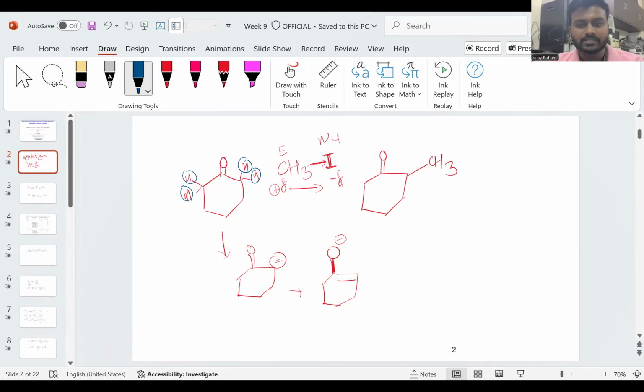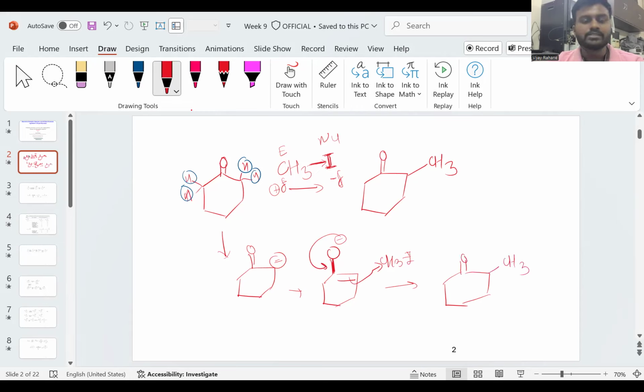By treating with the base, it can easily abstract one proton. And what happens when it comes in contact with the methyl iodide? This enolate goes back to the ground state with formation of the double bond, and then this carbon attacks the methyl. So it will give this product.